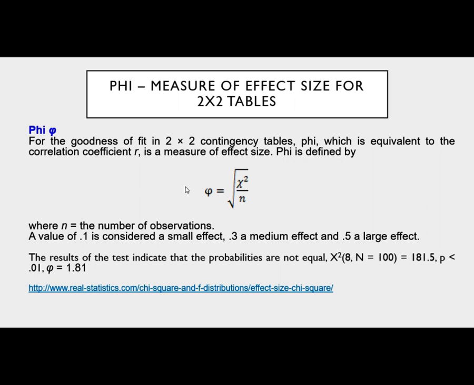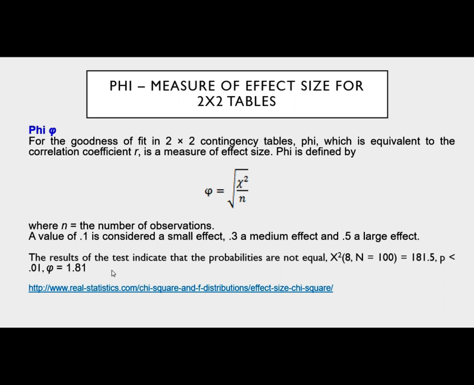Phi is defined by this chi-square value over the sample size. Then you take the square root of it. Super, super simple to do. Here, n is the number of observations, and just like with Cohen's, there's kind of a guideline. 0.1 is considered small, 0.3 is considered medium, and 0.5 is a large effect.